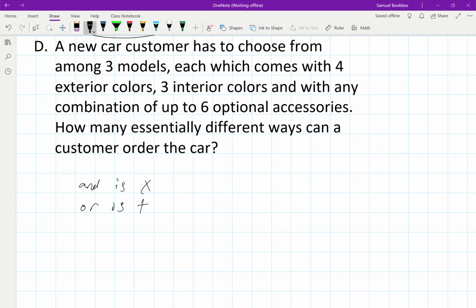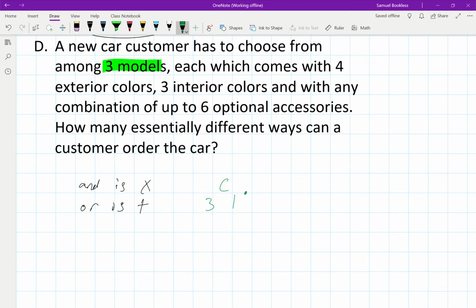So a new car customer has to choose from among 3 models, each of which comes with 4 exterior colors, 3 interior colors, and with any combination of up to 6 optional accessories. How many essentially different ways can a customer order the car? So, start with the very first piece here. I have to choose from 3 models. So I have 3 models, and I am only going to choose one of them.